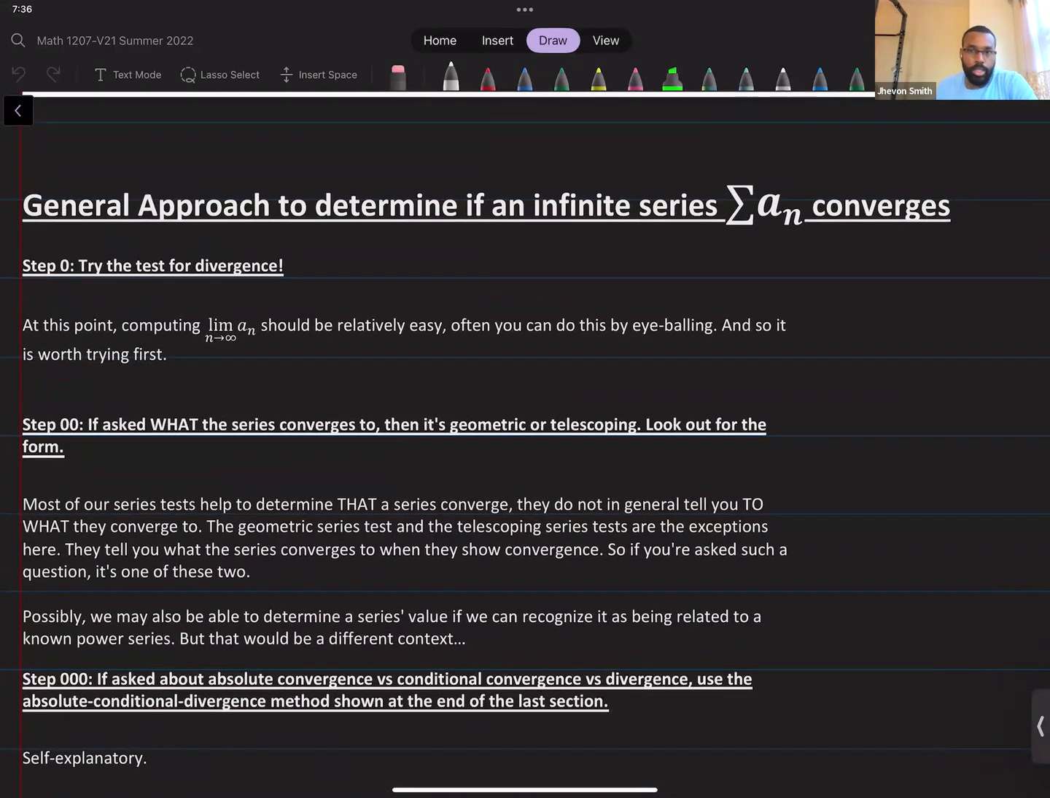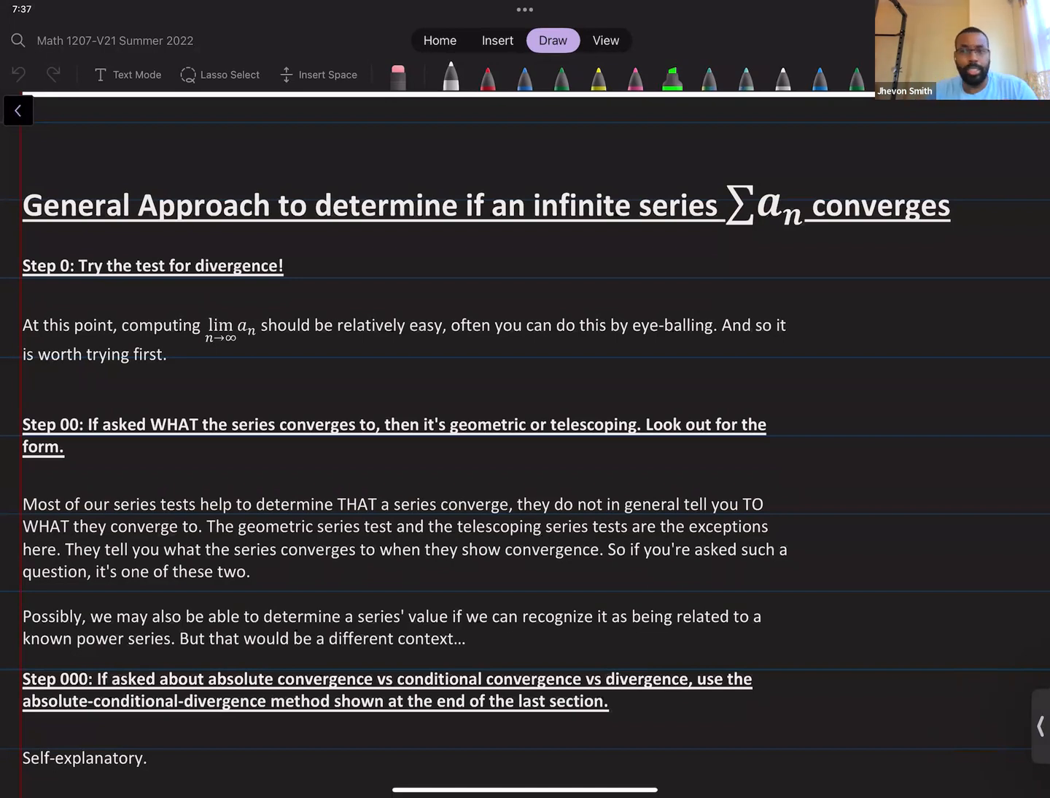Always try the test for divergence first. Know that certain problem types make certain tests more likely than others. So if I ask you what something converges to, it's going to be geometric or telescoping. There's no other scenario in which I can ask you what something adds up to. Okay, there is a kind of situation where something like that can happen, but that's with power series, and that's a completely different context from this. So it wouldn't be in a problem of this nature. It would be in a problem where we're talking about power series, which we might actually begin today. So you'll know what I'm talking about there.